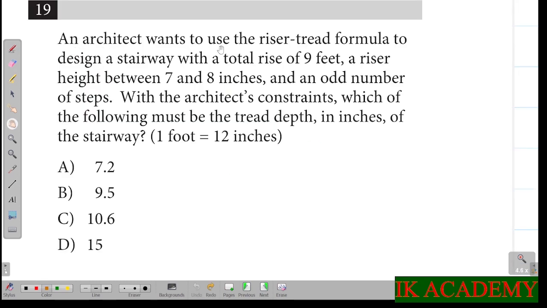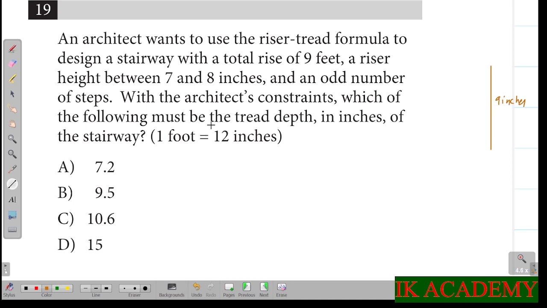An architect wants to use the riser thread formula to design a stairway with a total rise of 9 feet, a riser height between 7 and 8 inches, and an odd number of steps. For instance, if I draw here the height, it should be 9 feet, and the riser height between 7 and 8 inches.